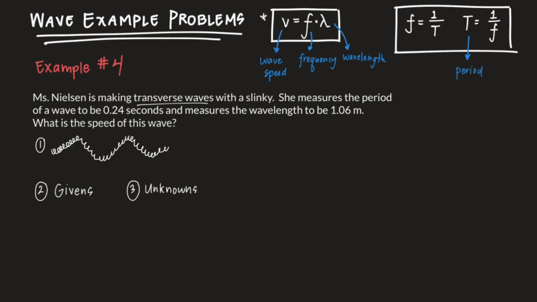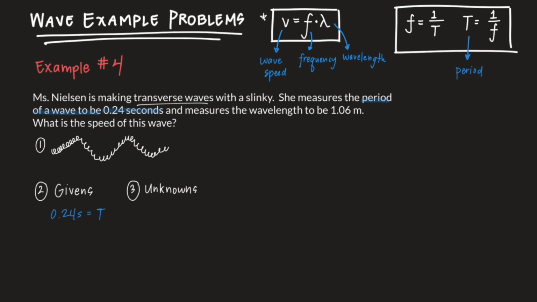So in the problem, the first number that I see is that the period of a wave is 0.24 seconds. And that corresponds again to the period of that wave. So I'm going to write that down. It's 0.24 seconds. That corresponds to the period. Remember, our symbol for period is capital T.